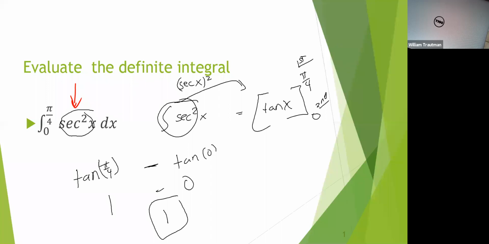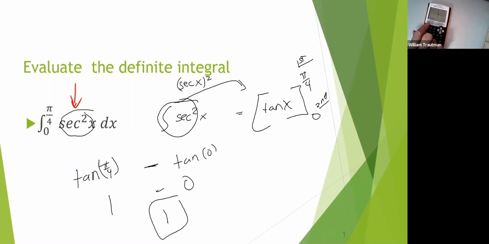Secant square, once again, parentheses. I'm going to get it divided by cosine x, close parentheses, square it. And there we go. Let's see if this works. And we're going from 0 to pi over 4. Number 7 from 0 to pi divided by 4. There we go. Okay, and we got 1.